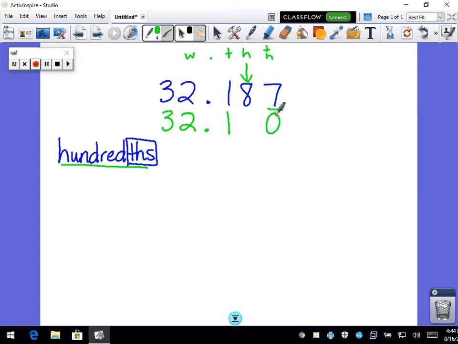The last part of my poem is, should I go up, I must decide, is my neighbor 5 to 9? My neighbor is 7, so yes, that is 5, 6, 7, 8, or 9. So this is going to push my 8 up one more to a 9. Let's do another one.